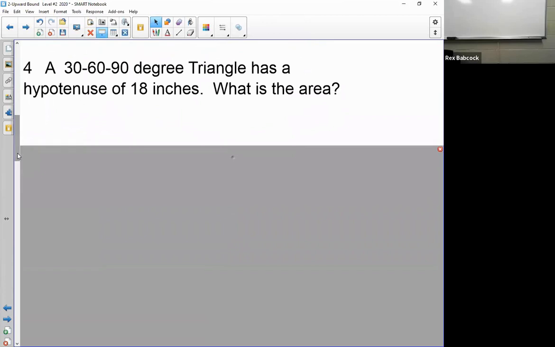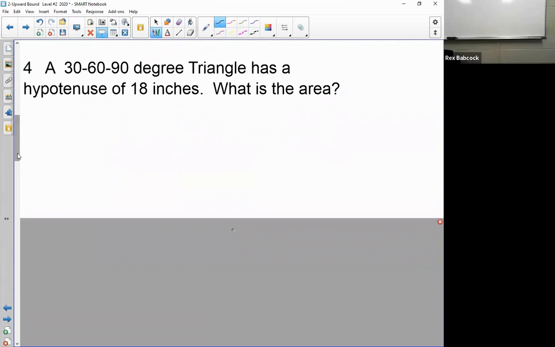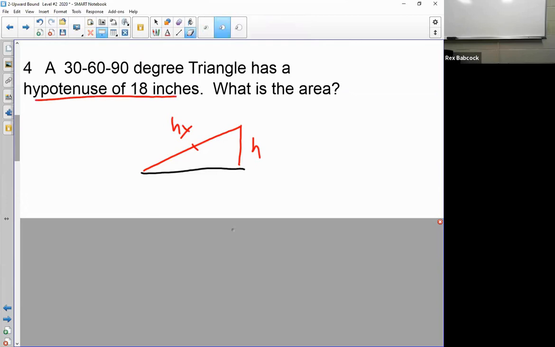Next, we did some special right triangles. One that's always asked for is a 30, 60, 90. If you remember on that, whatever the hypotenuse is, half of it is the height. If this is the hypotenuse, the height is always half. There's a 2-to-1 ratio there. So it says the hypotenuse is 18 inches. That makes this height 9.